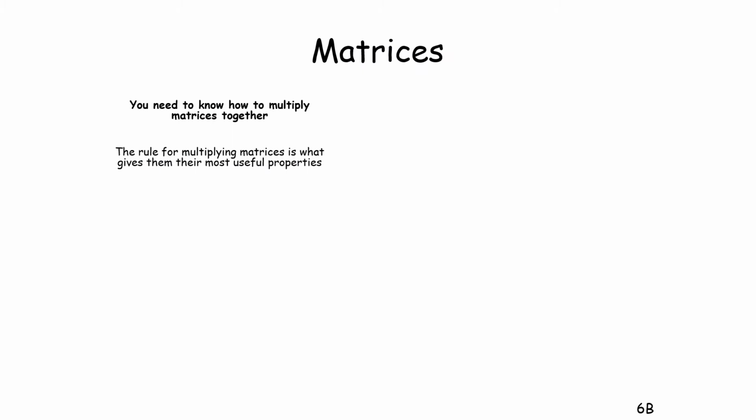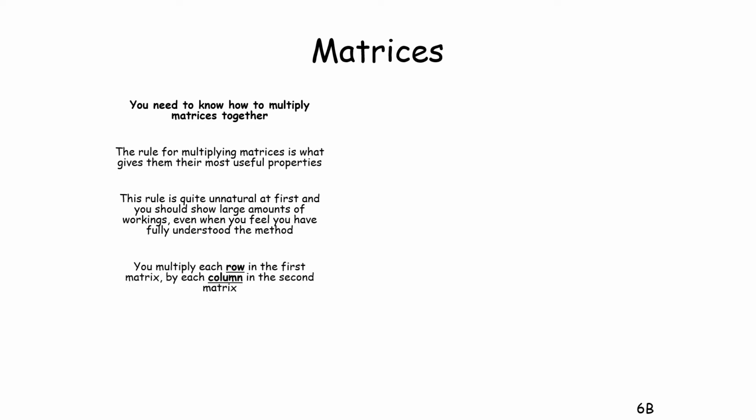So the rule for multiplying matrices is what gives them the most useful properties. Adding and subtracting, there's not much to it. The most application is to do with the product of the matrices. This rule is quite unnatural at first, and you should show a large amount of working even if you feel you have fully understood the method.